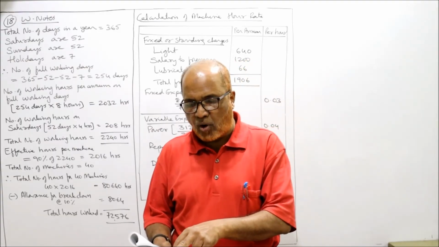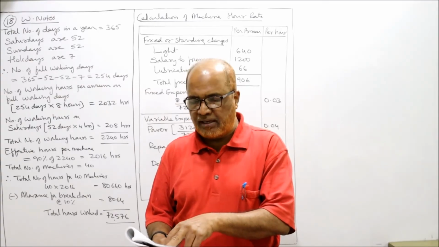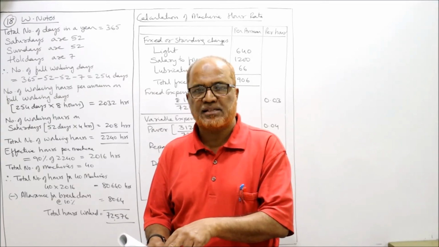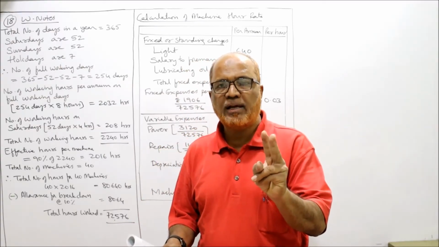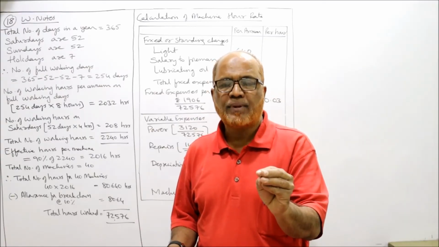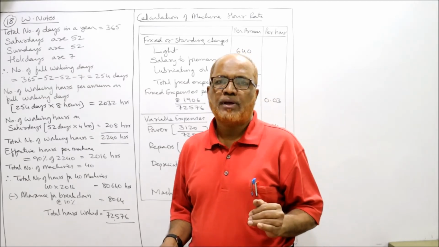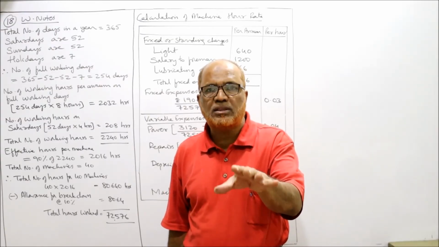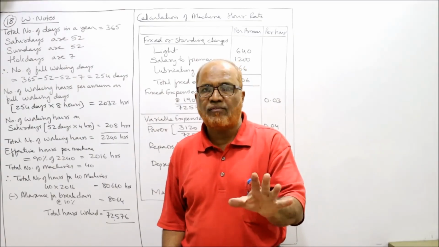There are 3 days of holidays at Deepavali, one of the festivals in India, 2 days at Holi, and 2 days at Christmas, exclusive of Sundays. That means during the whole year, 3 plus 2 plus 2, 7 holidays are there, exclusive of Sundays. How many Sundays are there? 52 Sundays. So the factory will not work on the 7 holidays and 52 Sundays.